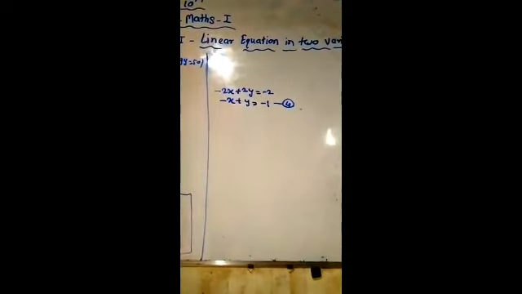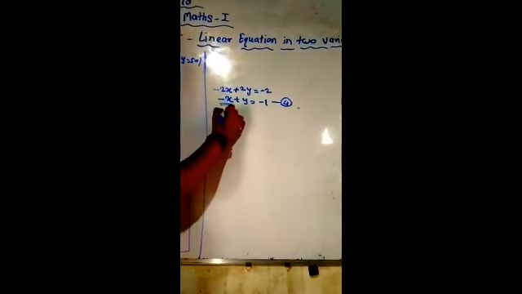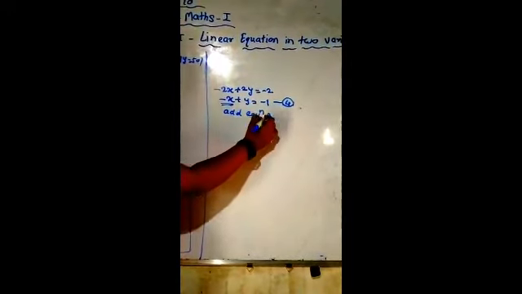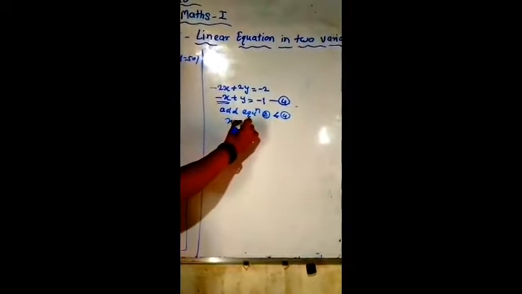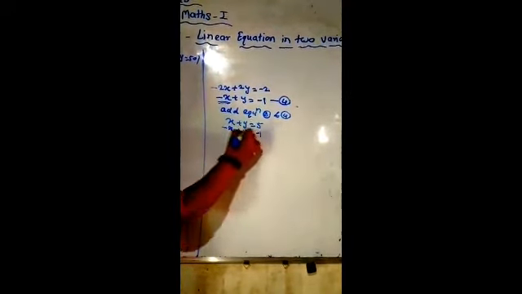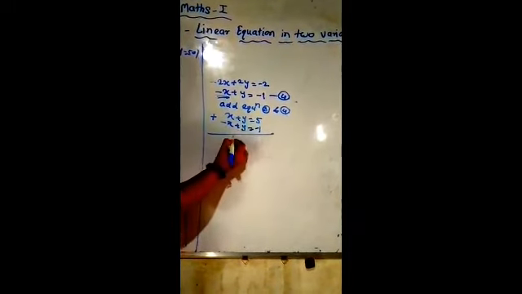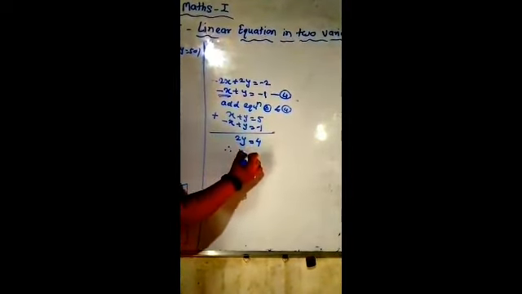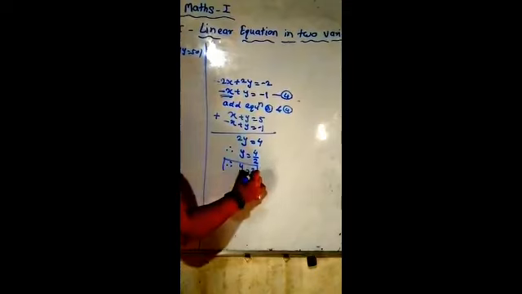Then in equations 3 and 4, the x coefficients have different signs. Then here we add equation 3 and 4. Here x plus y is equal to 5, it is equation number 3, and minus x plus y is equal to minus 1. Add these two equations, then x gets cancelled, y plus y is equal to 2y is equal to 4. Then we get the value of y is equal to 4 upon 2. Then y is equal to 2. We get the value of y.